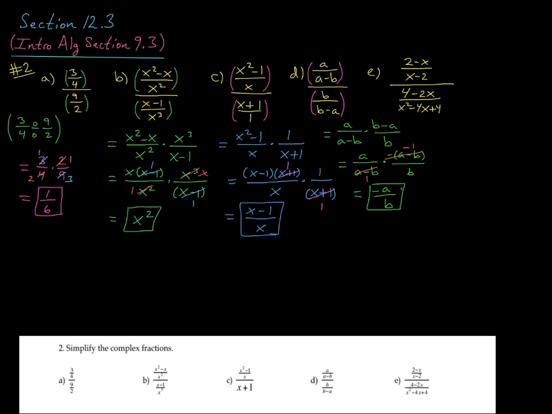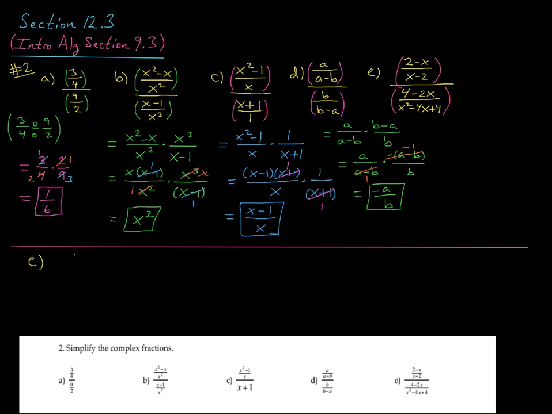Okay, and then for the very, very last one here, this is e. You've got 2 minus x over x minus 2, and then we're dividing all of that by 4 minus 2x all over x squared minus 4x plus 4. Okay, so I think what I'm going to do here, because I'm a little shy on room, is make a little space down here and solve it here.